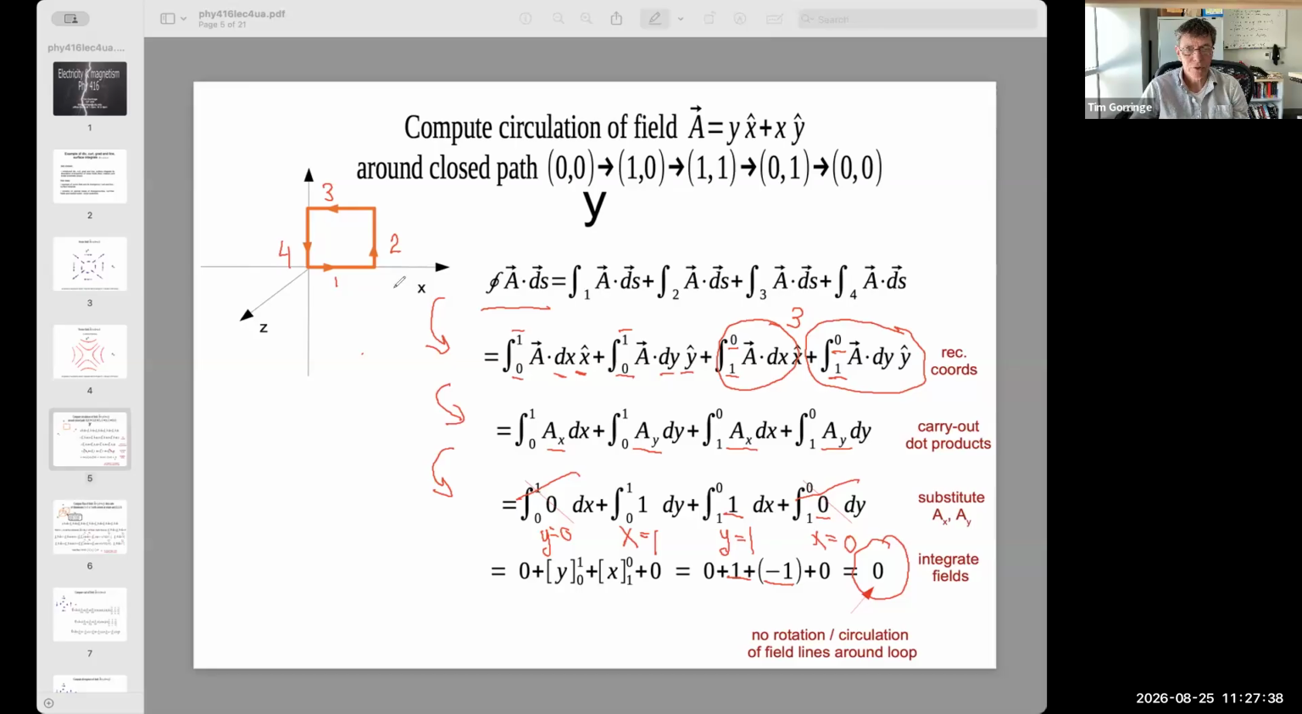So let me move on to a second integral vector calculus example. This one was the circulation where we integrated around the loop. The next one is going to be a surface integral where we integrate over a surface, and we're going to be calculating flux.